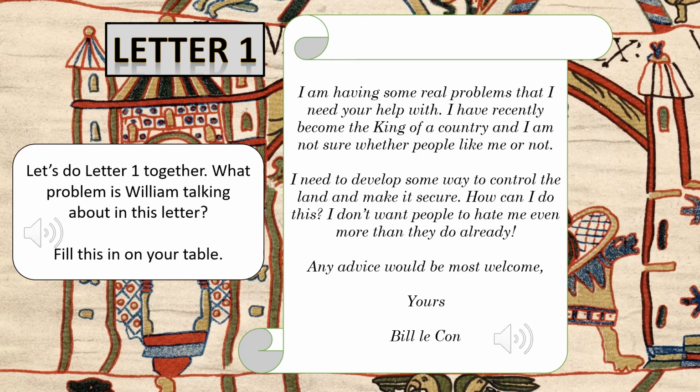This letter shows that William is worried about the population and he wants them to like him as king. He needs to make sure that he can control England and make sure that no one else invades. However, he doesn't want to force the people to do something that might make them hate him even more. So William here is worried about the English people hating him.